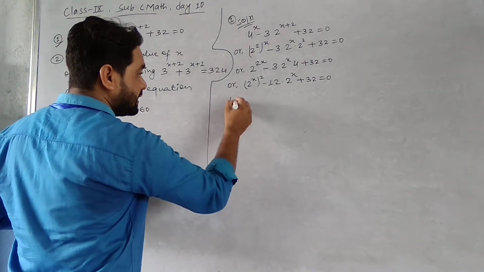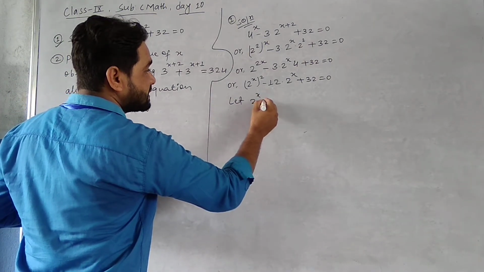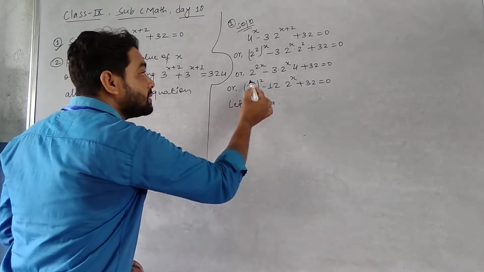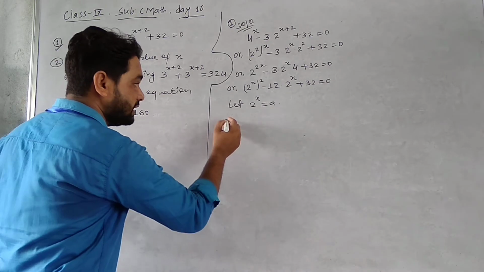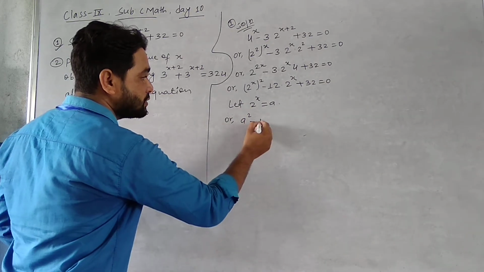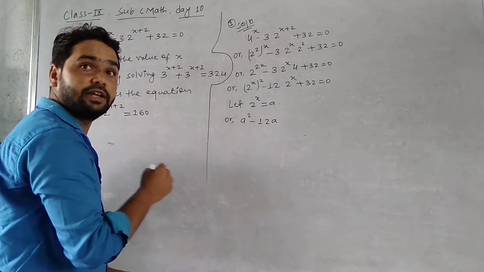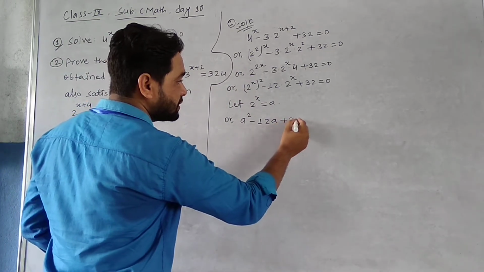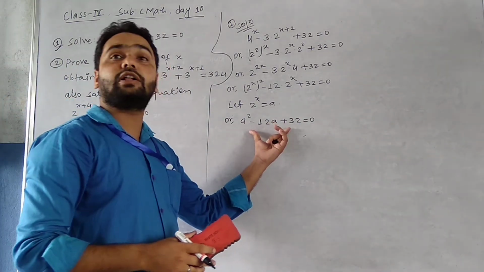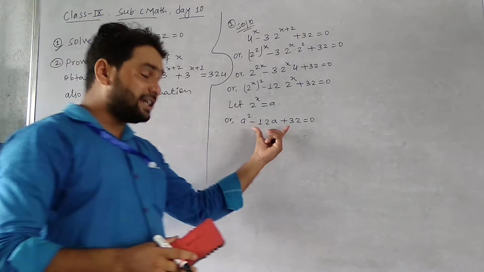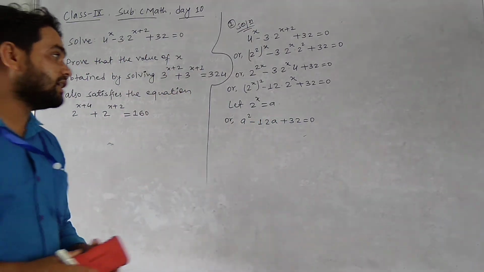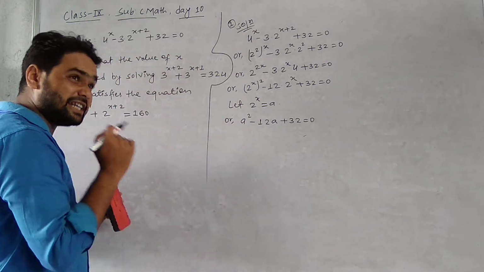So let 2 power x equals to a. We are going to let that, and in place of 2 power x we can write a. So let's write a square minus 12a plus 32 equals to 0. Now this either we can solve by the quadratic equation formula, or by the factorization method. Which one do we like? Let's do it by factorization, that is easy also.